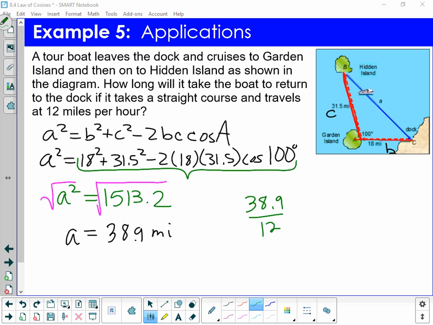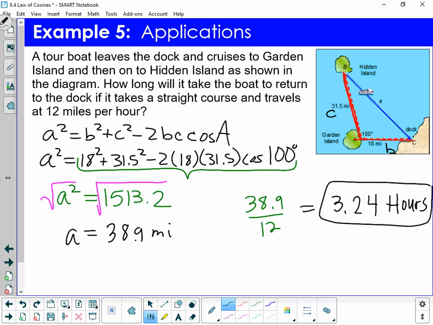And we calculate that in our calculator, and we find that it takes exactly 3.24 hours to make it back to the dock. Okay, so that's it for the examples.